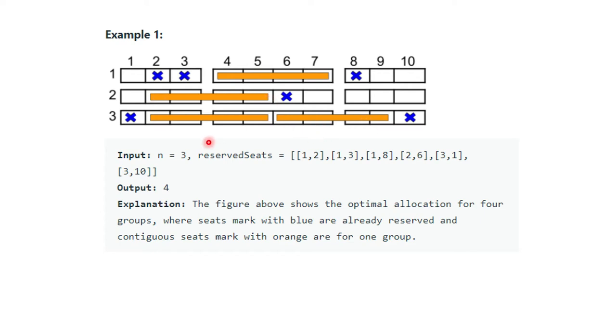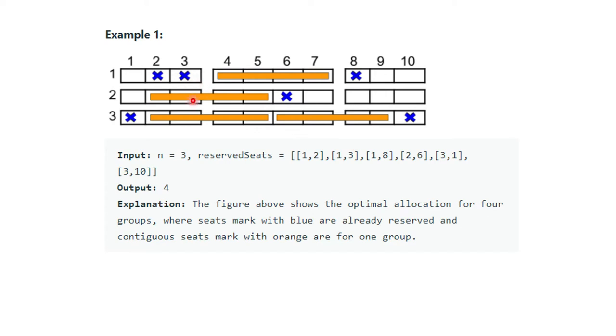So what you will get as input is the number of rows. Suppose how many rows are there. So here if you see, 3 rows are there, and what you will get is reserved seats, means which seat is already reserved. So 1, 2 means for row 1 the seat 2 is blocked. 1, 3 means in row 1 the seat 3 is blocked. And similarly for the other ones.